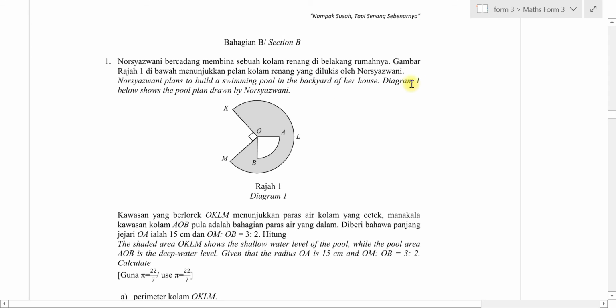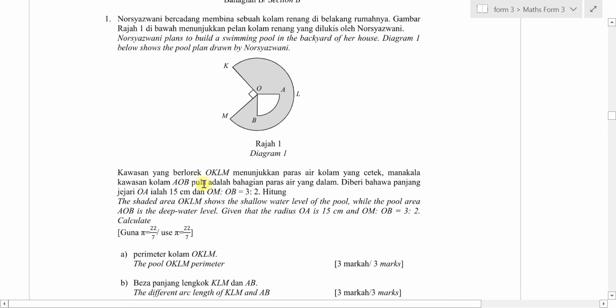Okay. Diagram 1 below shows the pool plan drawn by Noor Shazwani. This is the swimming pool, but we don't know which section is the swimming pool now. Okay, they tell the overall is a swimming pool. The shaded area OKLM, the shaded area, shows the shallow water level of the pool, while the pool area AOB is the deep water level. Yang ni semua shallow, dekat OAB tu kawasan yang dalam, deep water level.